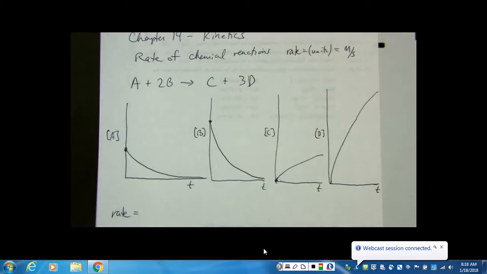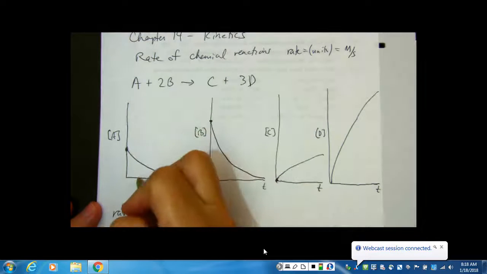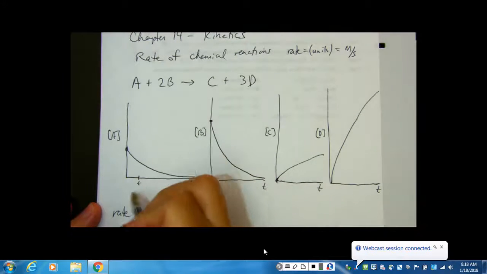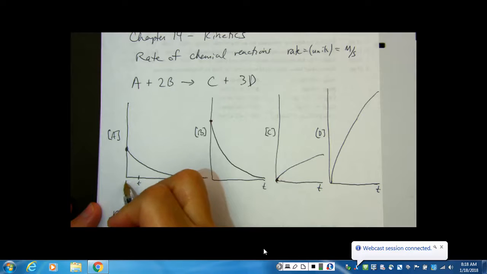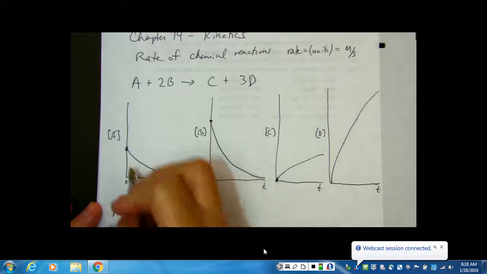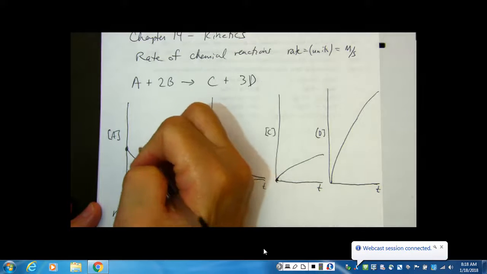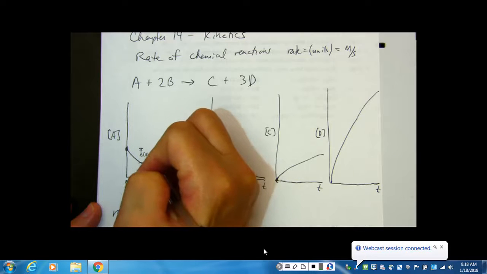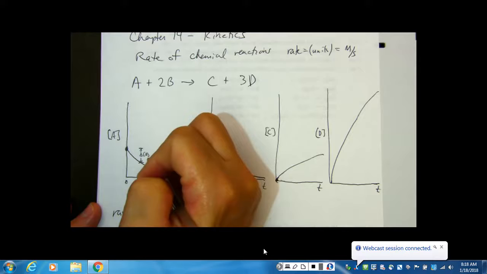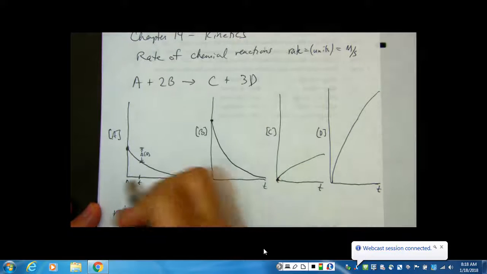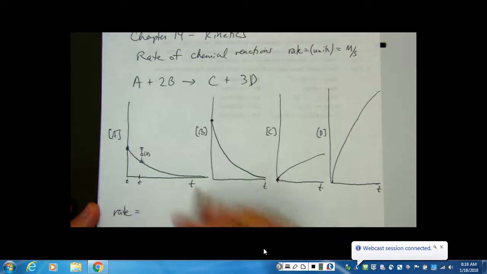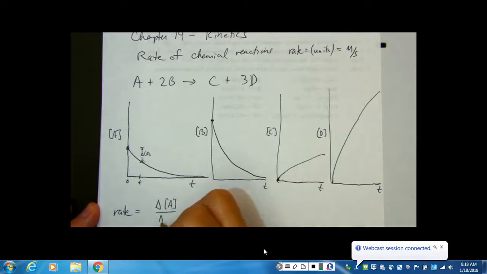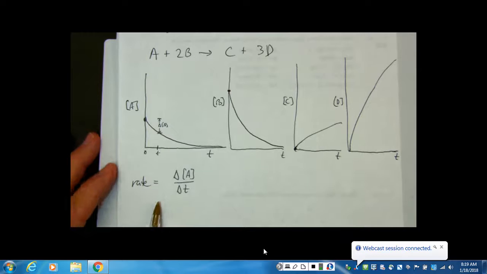Now, we talk about the rate as being like the rate of A. If we have some value t starting at 0, then the rate is going to be whatever the change in A is, the change in the A concentration, divided by how long it took. So that's delta A over delta T. Now, that's the rate of A.